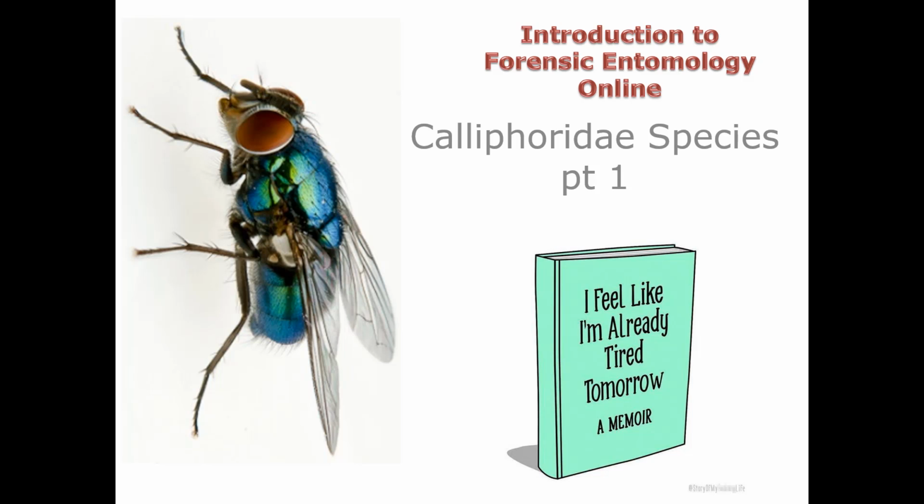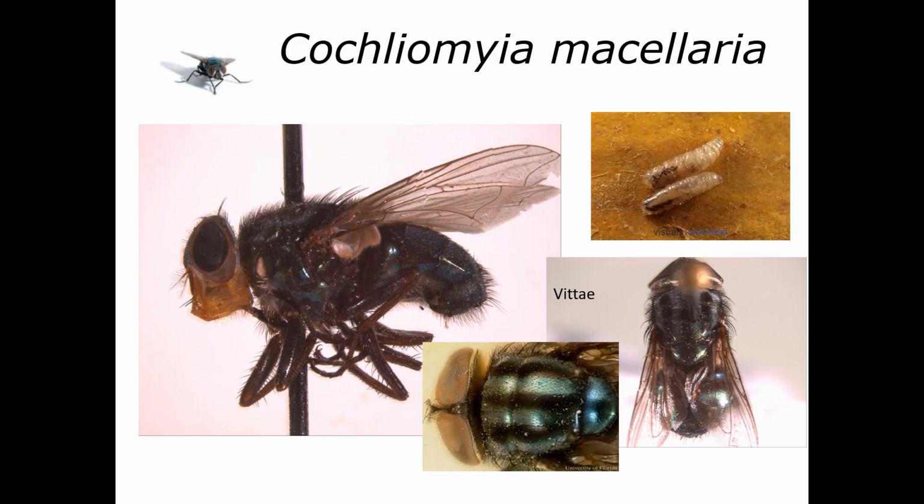So we're going to go through these by genera, and we're going to go by their commonality, I guess you could say. All right. So let's start with Cochliomyia. This is Cochliomyia macellaria. It is commonly called the secondary screwworm.